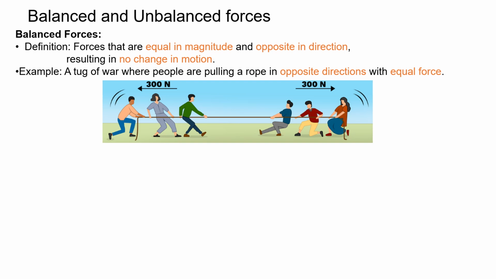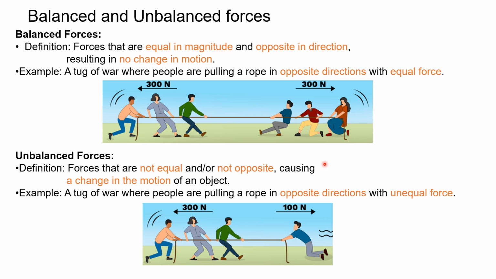All right, colleagues, the last slide is about balanced and unbalanced forces. For balanced forces, we say forces are equal in magnitude, in size. For example, if you look at this diagram, you see there are three people pulling the rope to one side, and the others are pulling to the other side. What is important here is that the forces are equal, but directed in opposite directions. When we get a situation like this, we say forces are balanced.